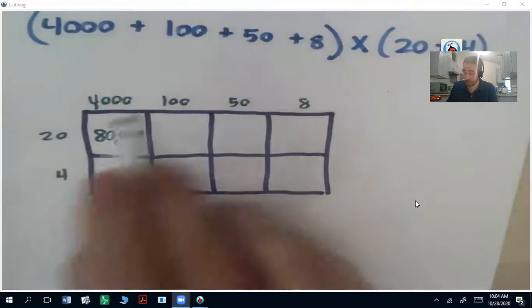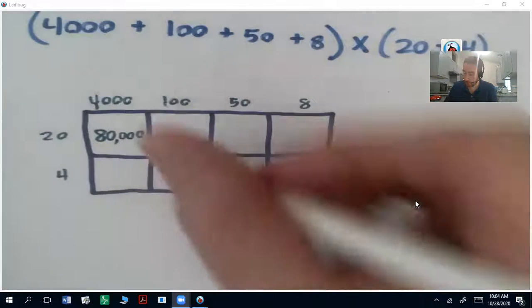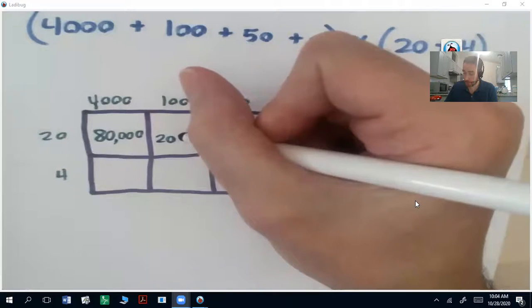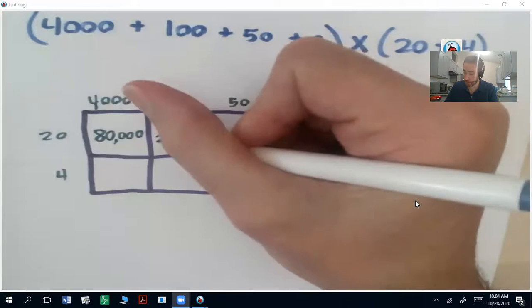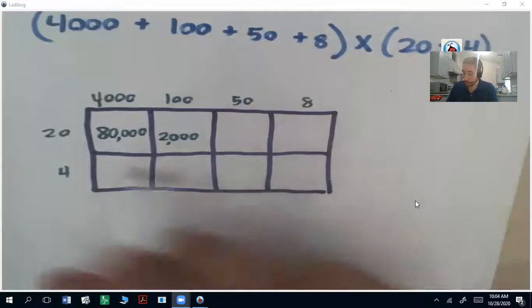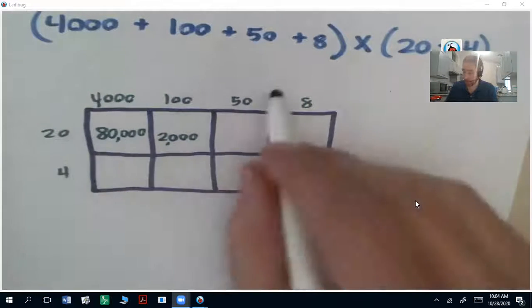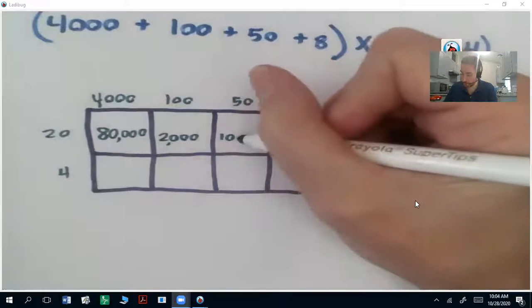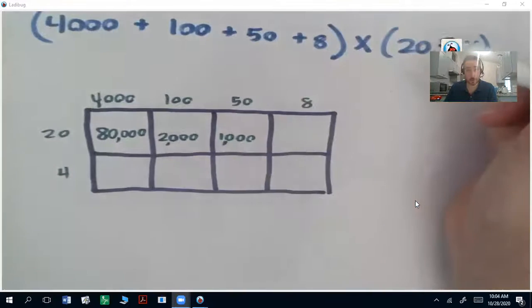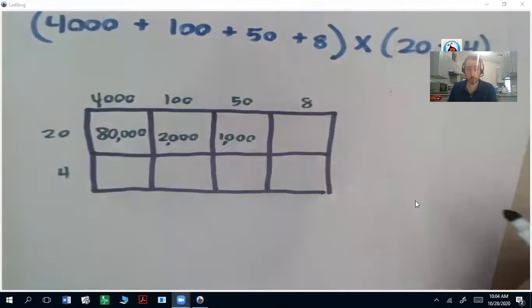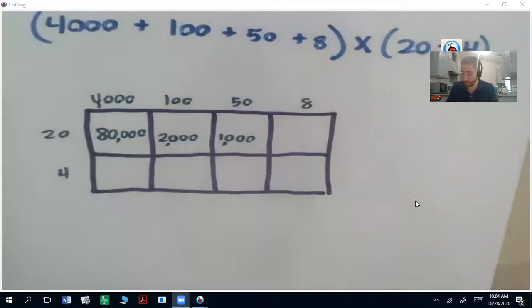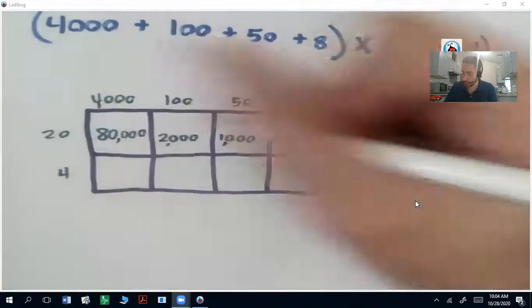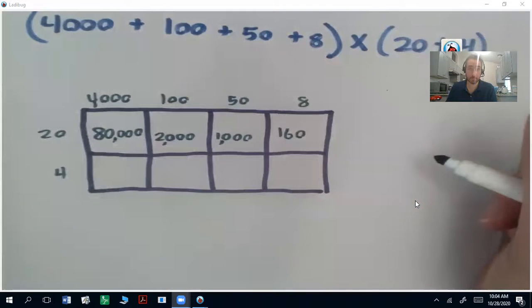Then we got 20 times 100. Well, 2 times 1, 2. How many zeros? 1, 2, 3. 200. Excuse me, 2,000. Almost got that one wrong. And we got 20 times 50. 2 times 5 is 10. Then we got 2 more zeros. That's 1,000. 20 times 8. 2 times 8 is 16. Then we got another 0, 160.